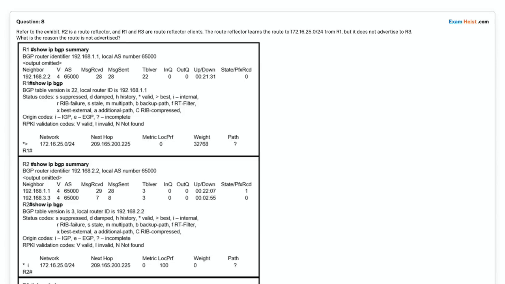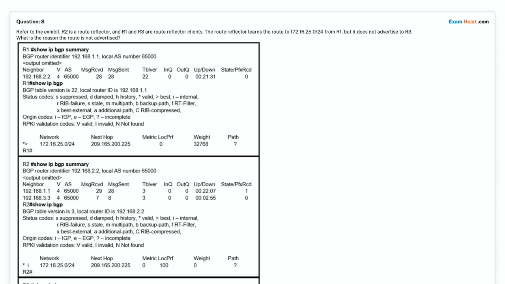Option A. R2 does not have a route to the next hop, so R2 does not advertise the prefix to other clients. Option B. Route reflector setup requires full IBGP mesh between the routers. Option C. In route reflector setup, only classful prefixes are advertised to other clients. Option D. In route reflector setups, prefixes are not advertised from one client to another.